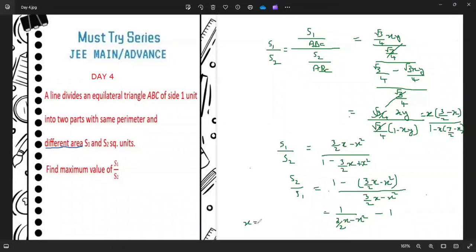So we know for a quadratic, the maximum occurs at x equal to minus b by 2a. So minus 3 by 2 divided by 2 into minus 1, so that becomes x equal to 3 by 4. At x equal to 3 by 4, this will give us the maximum value, right? If I substitute that, I'm getting 3 by 2 into 3 by 4 minus 3 by 4 whole square. That will become 9 by 8 minus 9 by 16.